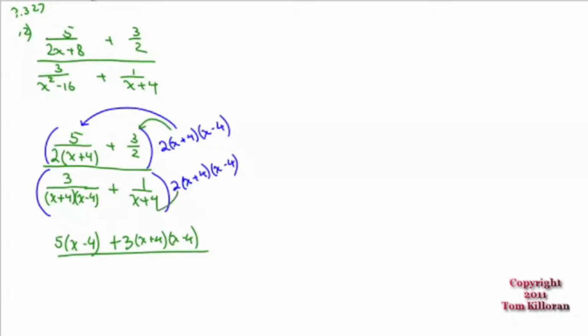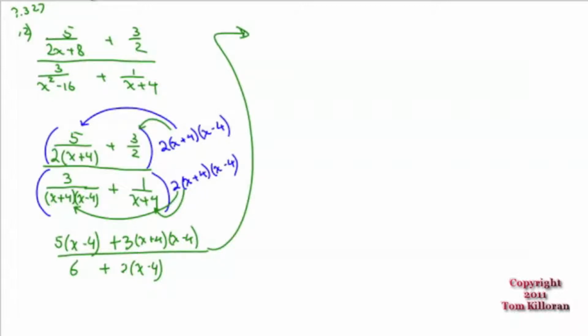When this one hits the first one, what goes away? Everything but 2 and 3, so we get 6. Plus, and when it hits the second one, the x plus 4's are gone, so the only things left are 1, 2, and x minus 4. So we get 2 times the quantity x minus 4. Woohoo. This is getting messy. Let's bring it up here. Okay.